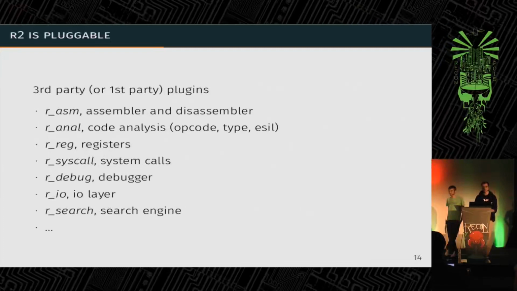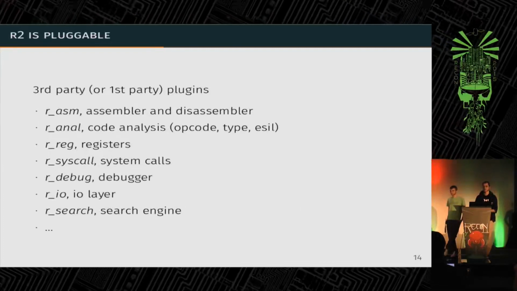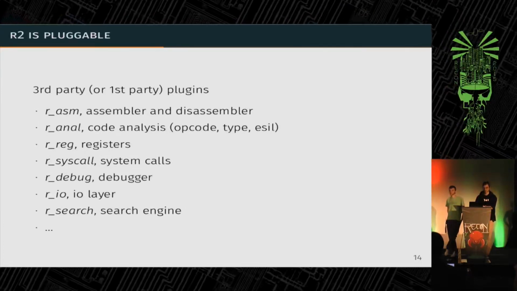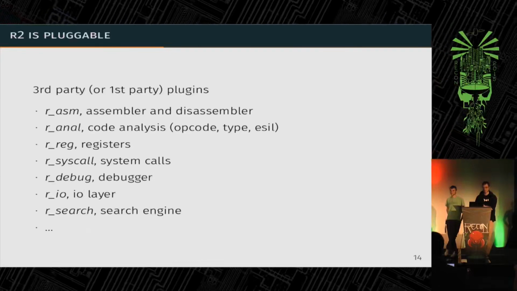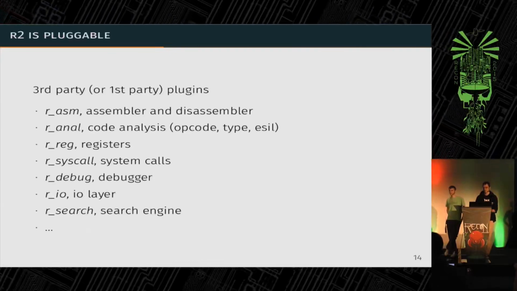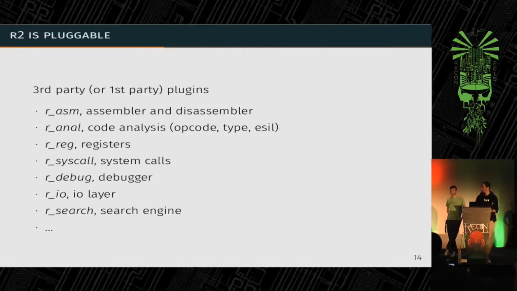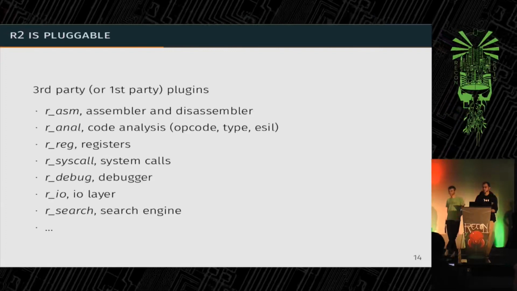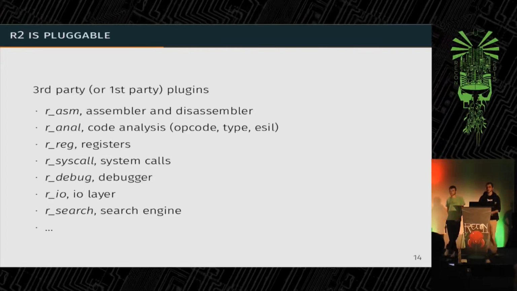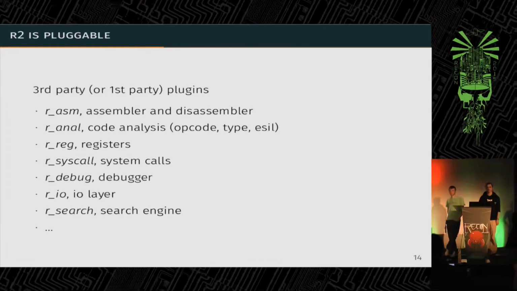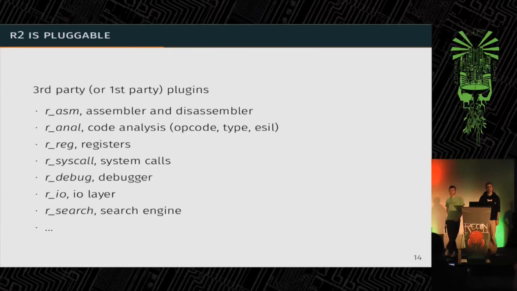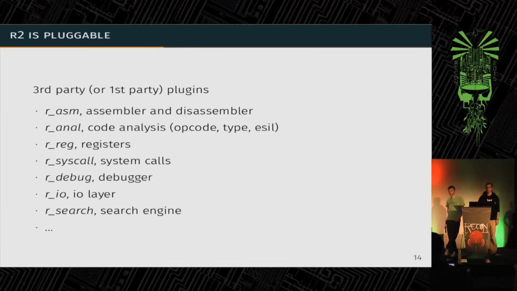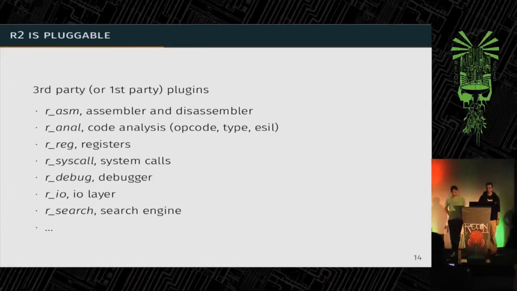So R2 is pluggable. As I mentioned before, you can write very simple plugins to add a new CPU. So you can add an assembler and disassembler, code analysis. So for every opcode, we can have the type. So you can say this is a stop or a move, something like this. The registers that are available on the machine, the syscalls that are available for a system, the debugging layer, new stuff for search, new stuff for I/O. Basically anything that you would want to add for a new architecture, you can write a plugin for this.